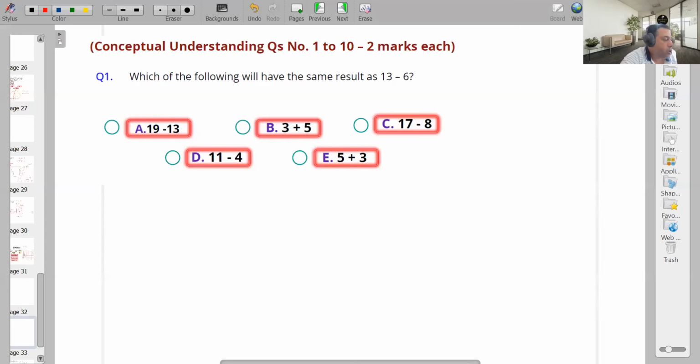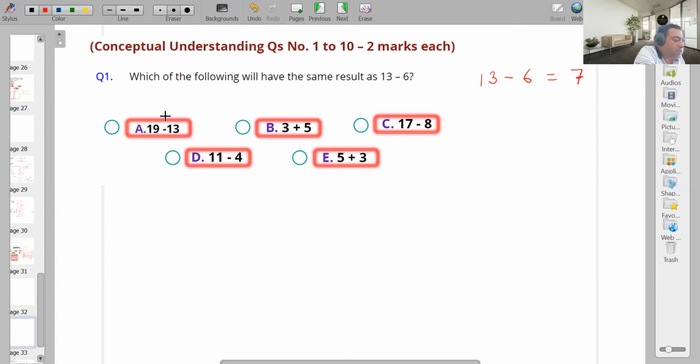Question 1, from the conceptual understanding section, which are 2 marks each. Which of the following will have the same result as 13 minus 6? So 13 minus 6 is an expression, and let's see how much that is. 13 minus 6, if you do, you will get 7, right? So which has got the same result?